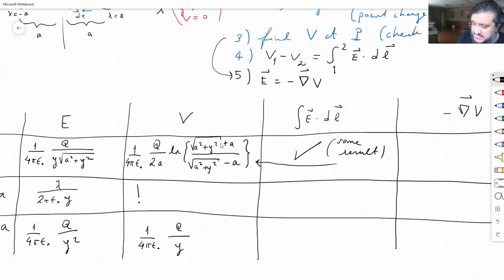Same result as this. Now, if I get the same result, I don't need to do the limit thing again. Obviously, I'm going to check the same thing, and I'm going to get the same thing if I did the point charge limit when y is really large compared to a. Okay, now what about this?